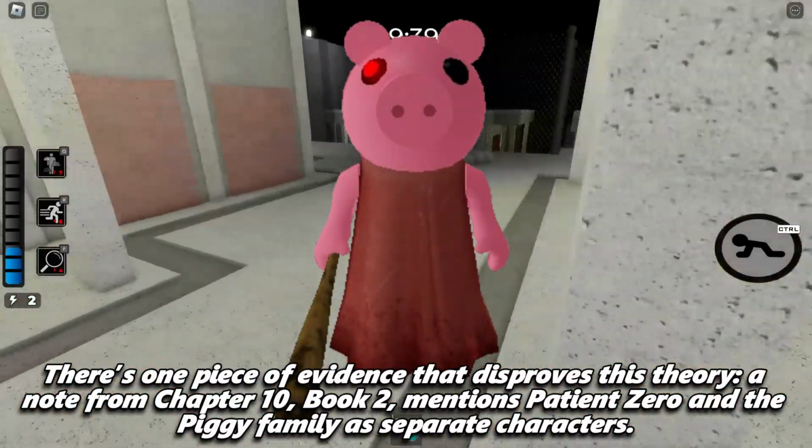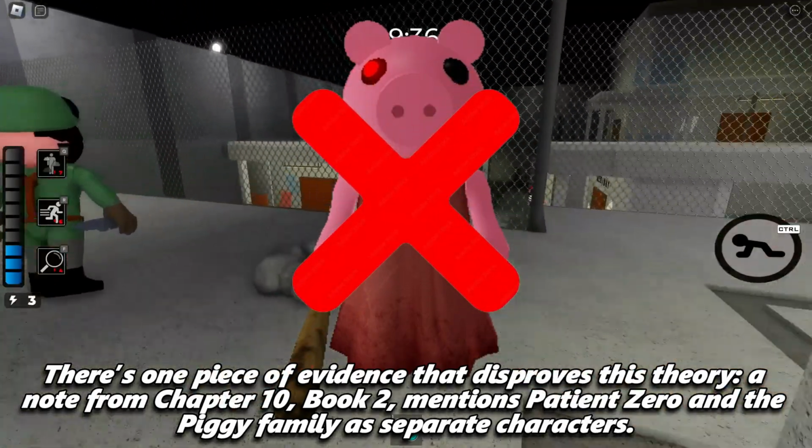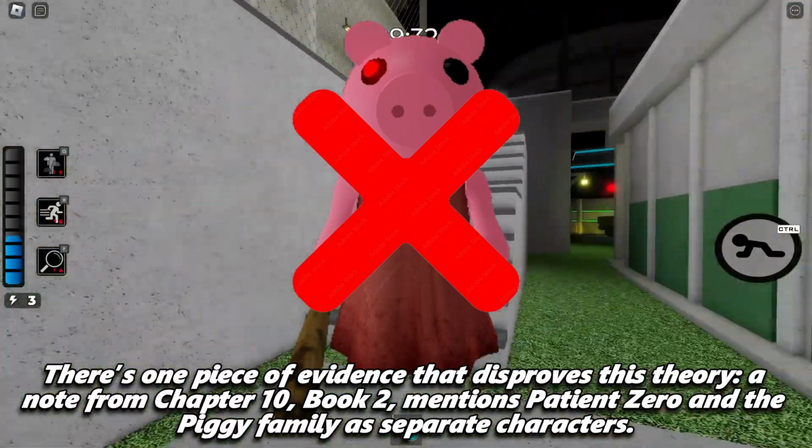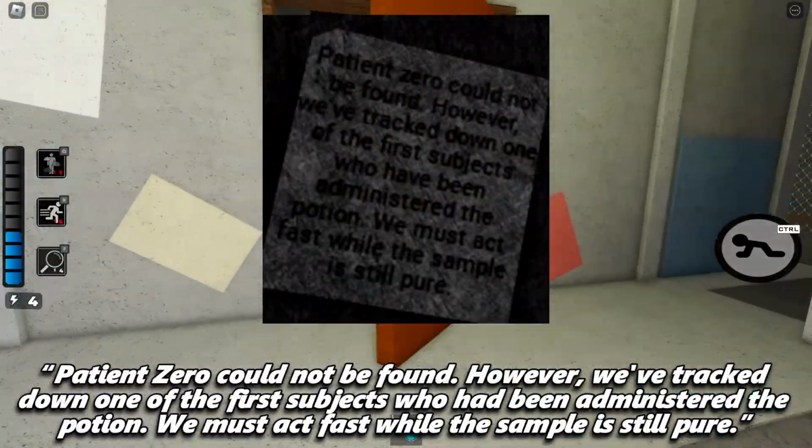There's one piece of evidence that disproves this theory. A note from Chapter 10, Book 2, mentions patient 0 and the Piggy family as separate characters. Patient 0 could not be found.